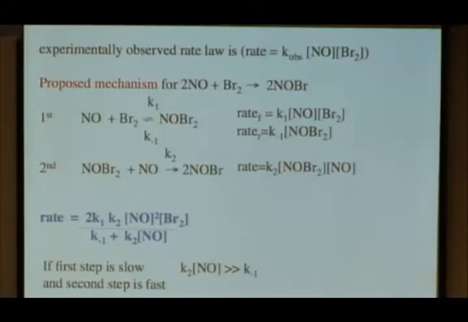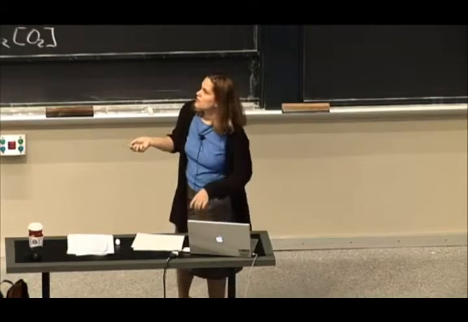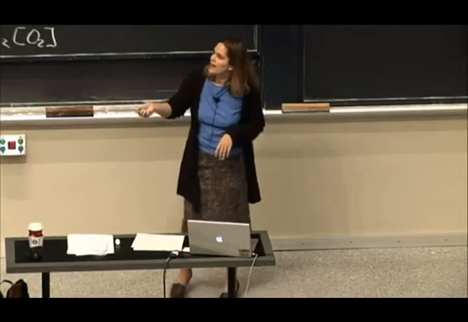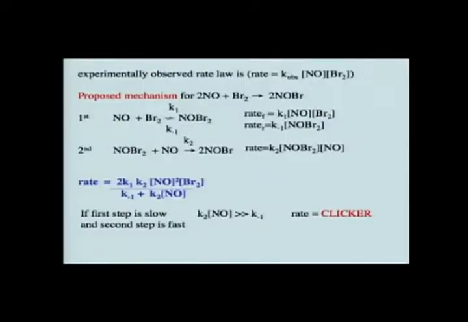So something has to be fast and something has to be slow. Let's first consider if the first step is slow and the second step is fast, which would mean that the second step is bigger, it's faster. That's k2 times NO would be bigger than k minus 1. So the second step is faster than this. Now why don't you go ahead and tell me how this simplifies if that is true.